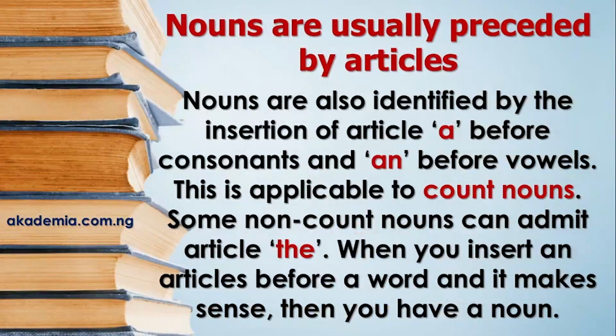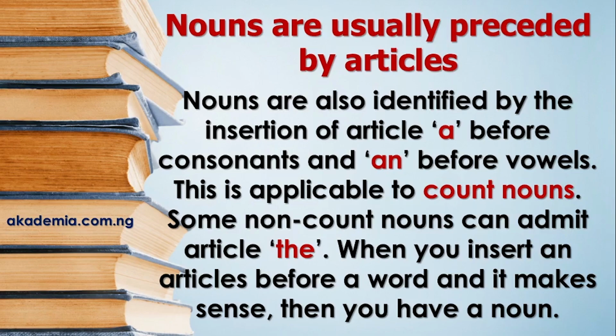Now, the second way to identify a noun is that nouns are usually preceded by articles. It could be the definite article or the indefinite article. Let's look at the indefinite article. That is the article a, which variant is an. You put the a before consonants and you put the an before vowels. This is applicable to count nouns, in other words, nouns that have been referred to as countable nouns. A book, an egg, a pen, an umbrella, an aeroplane. All of these words are nouns because they can accommodate the insertion of the indefinite article a with its variant an, which is usually used before vowels. However, there are some non-count nouns that can admit only the article the.